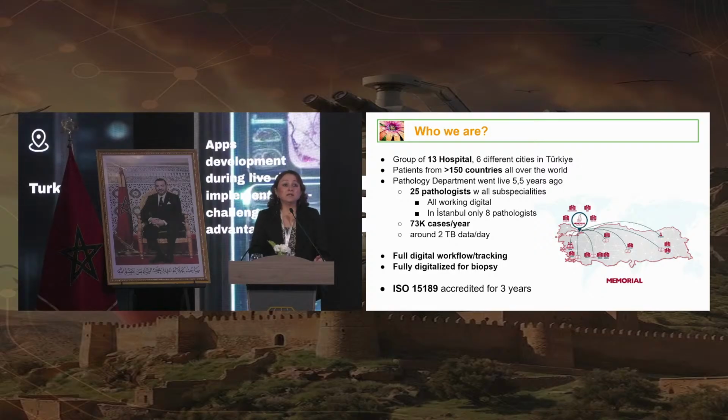Who we are? We are a group of 13 hospitals from 6 different cities in Turkey, and we have patients from over 150 countries all over the world. And the pathology department went live 5.5 years ago. We have 25 pathologists working subspecialized, and only 8 of them are in Istanbul. They are all around the country. We have 73,000 cases per year, and we produce 2 terabytes of data every day. We have a full digital workflow and tracking with full digitization for biopsies, and we are an ISO accredited lab.